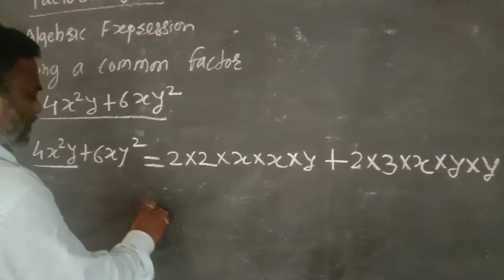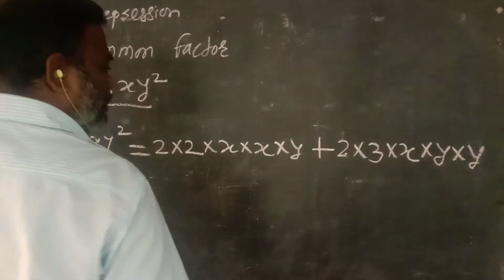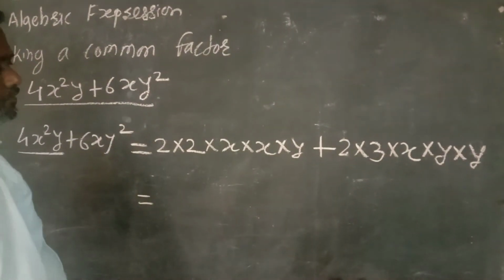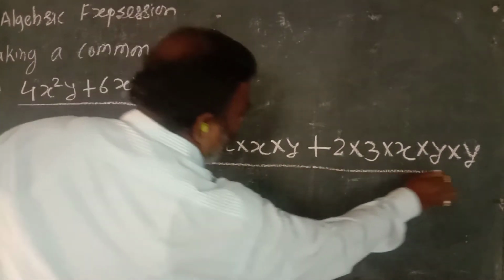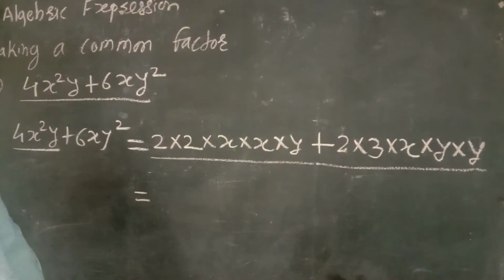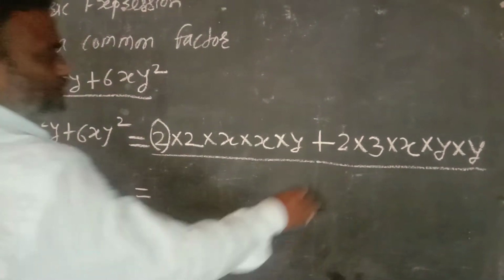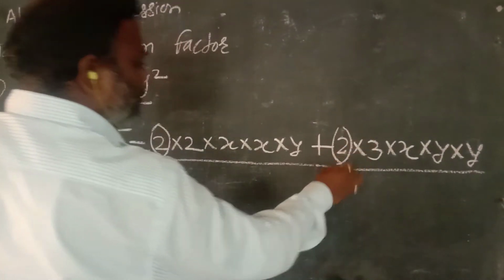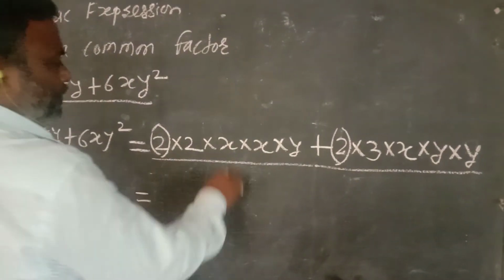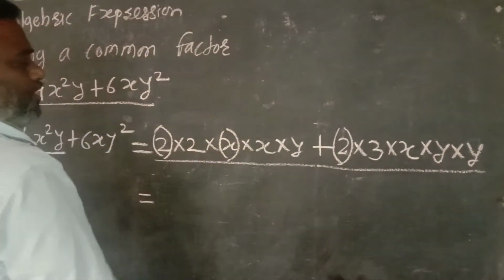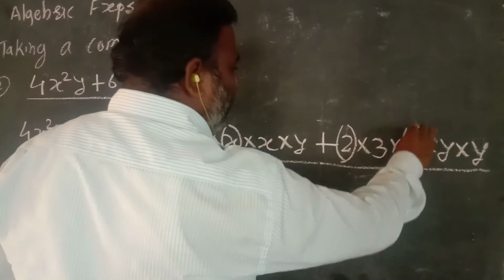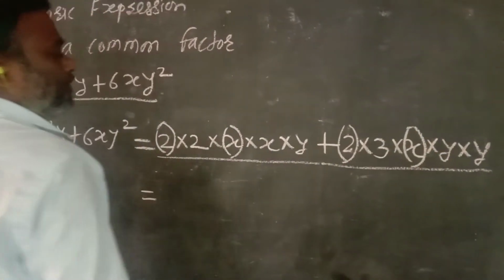Now we have to take the common factors out of the given expression. Here it is 2. In the first term it is 2. Similarly in the second term there is also 2. Hence in the first term we have x. In the second term again we have x.